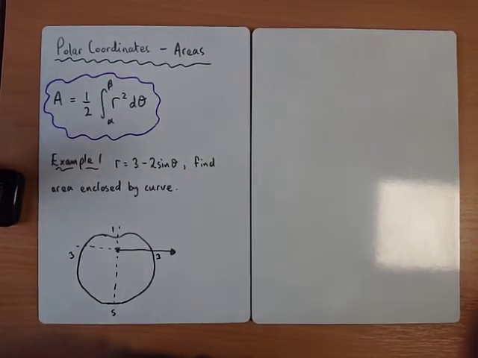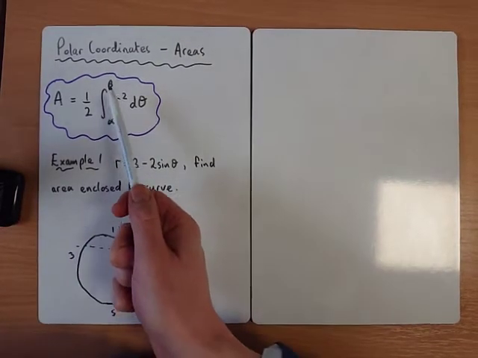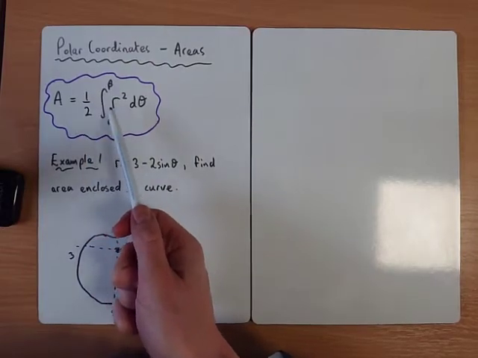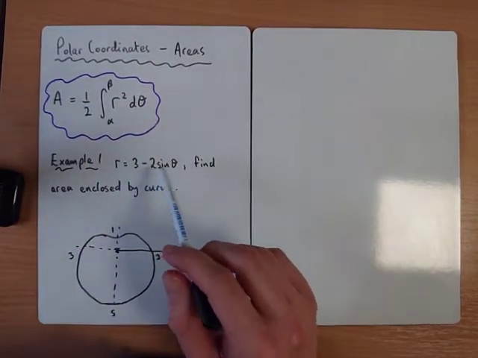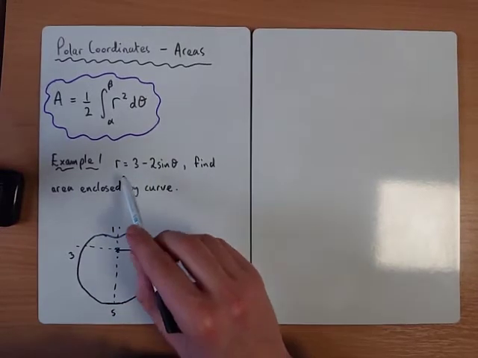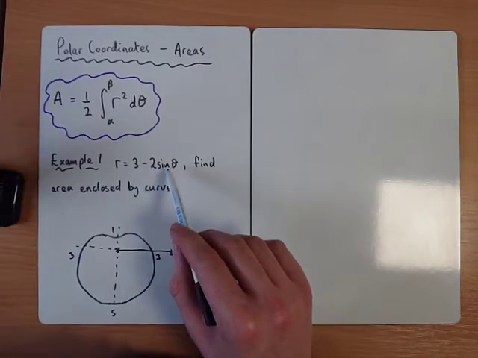Let's take a look at finding areas bound by polar curves. Now the formula that we're going to use is half times the integral of r squared with respect to theta. And I think the best way to do this is just to try an example. If you look at the first example, we've got r equals 3 minus 2 sine theta.